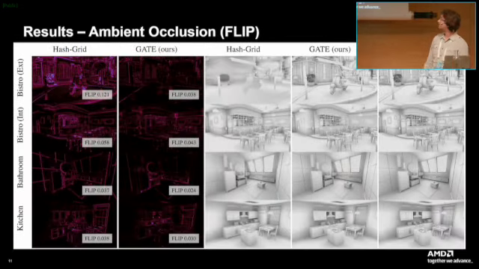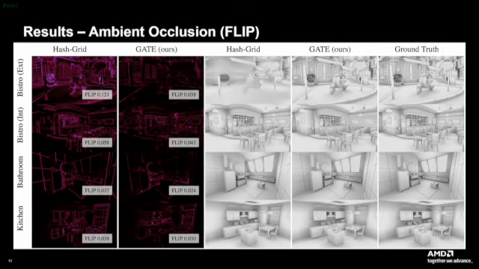So this is a few results on the neural ambient occlusion of hash grid versus GATE. The best result we get is for the Vespa in Bistro, which is the teapot in the stadium problem, which was kind of what we designed for. But we do get lower FLIP error for every scene, even the small ones.